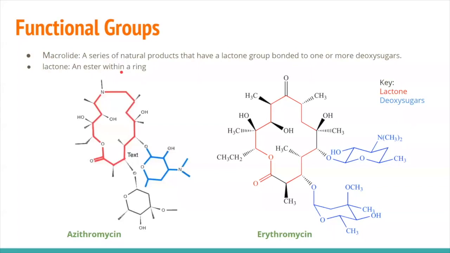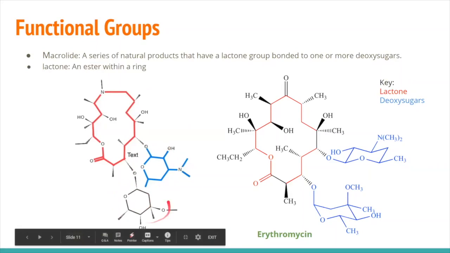For the functional groups, the most important one to identify was the lactone group, which is an ester within a ring. This is because it is very important to the function of the molecule, and it also gives it its identification as a macrolide. A macrolide is a series of natural products that have a lactone group bonded to 1 or more deoxysugars. Here we can see azithromycin, and we can see the lactone group, which is an ester within a ring, labeled in red. And we can also see the deoxysugars, one right here and one right here.